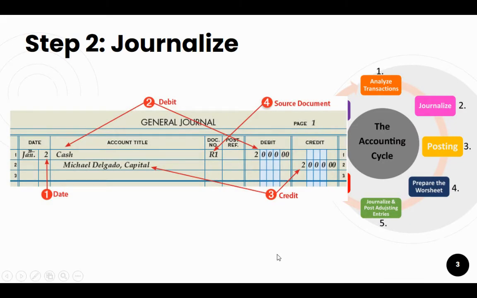Then you journalize them. Once you know cash is an asset and it's going to go up with the debit, capital is an owner's equity account and it's going to go up with a credit, you can now journalize that transaction. And when you journalize them, you start with your date, and then your debit title and debit amount. Then you do the credit title and credit amount, your source document, and you've journalized that transaction. And you do that with every transaction that you journalize. Debits always go first, remember that.